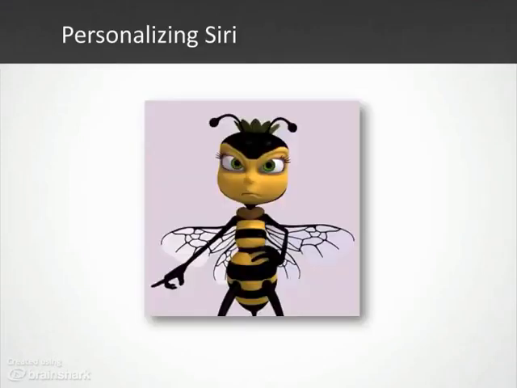Once you have the info set in My Info in Settings, you can tell Siri what you'd like to be called. You can say something like, "Call me Queen Bee," and Siri will respond by saying, "Would you like me to call you Queen Bee?" Of course you'd say yes. Then, anytime Siri addresses you, this is the name that is used.